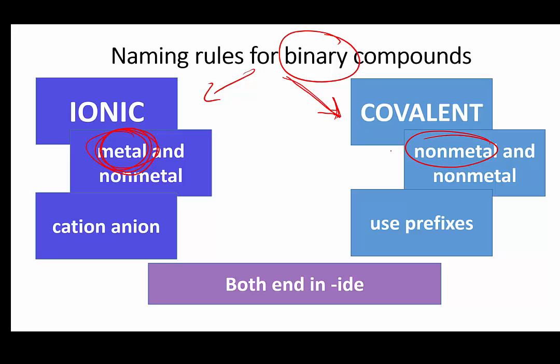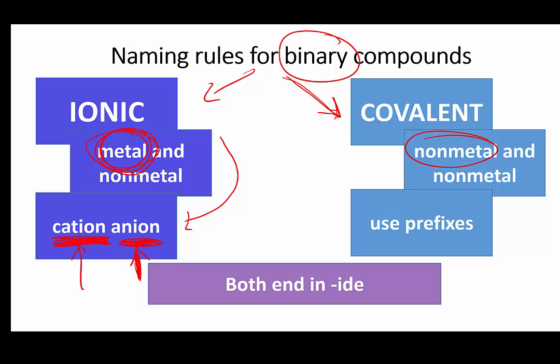Now we're going to find that naming ionic compounds, these very simple ones that we're starting with, is very easy. We just look at the name of the cation. Remember, that's what we call positive ions. And the name of the anion. That's what we call the negative ions. And we just write their names. And they will always end in IDE. In fact, all binary compounds end in IDE if you're using the rules of the International Union of Pure and Applied Chemistry.